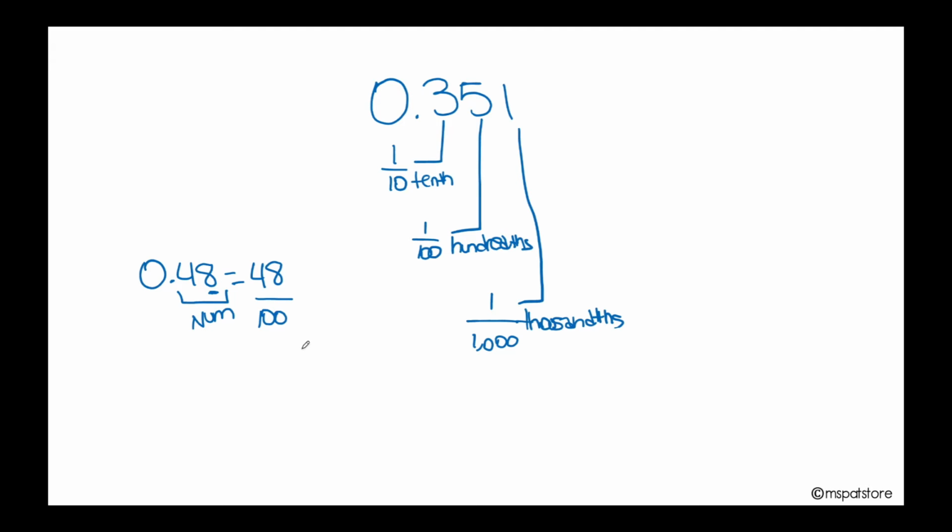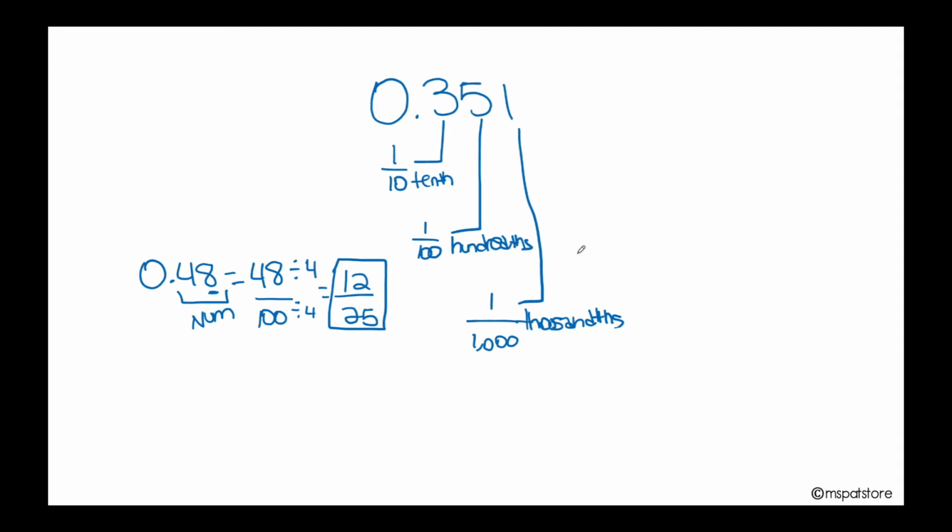So in this case, you need to simplify your answers. If I divide this by 4, I can also divide this by 4, and then my final answer will be 12 out of 25. So that's how you write a terminating decimal as a fraction, okay? You need to keep this in mind, okay?